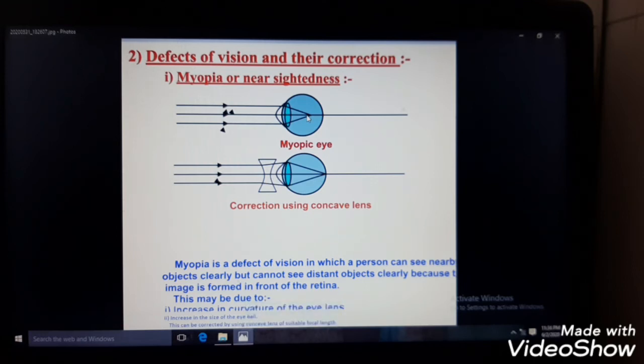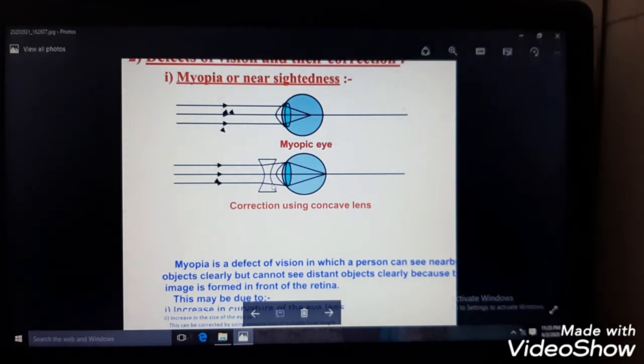So for that, we have to increase its range. For that, we need a concave lens. So the kind of lens required for the correction of myopia is a concave lens. Myopia is a defect of vision in which a person can see nearby objects clearly but cannot see distant objects clearly because the image is formed in front of the retina. It is not forming at the retina as in this case.